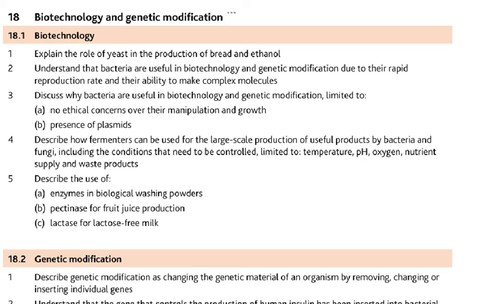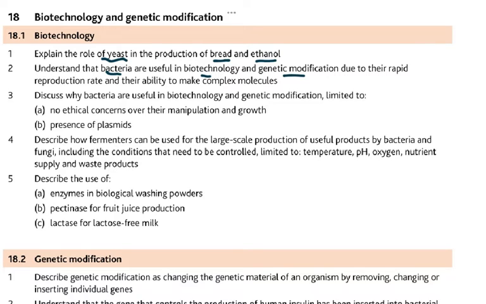Now, as we go through the syllabus, biotechnology and genetic modification, 18.1 is about biotechnology and 18.2 is about genetic modification. In biotechnology, we have to explain the role of the yeast in the production of bread and ethanol. Then understand bacteria, so we need to know the structure of bacteria and why it is used in biotechnology and genetic modification.